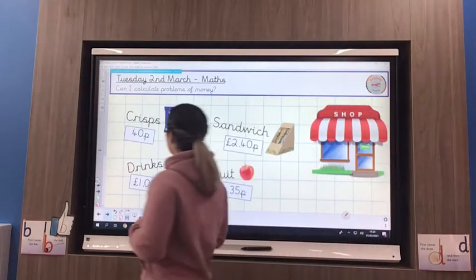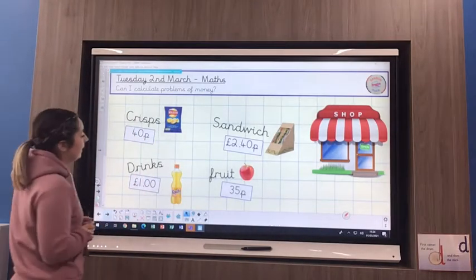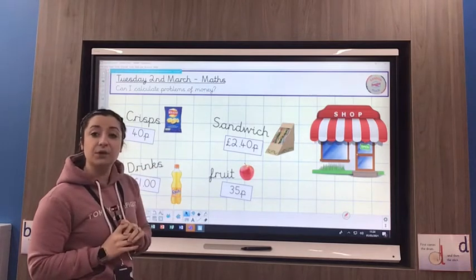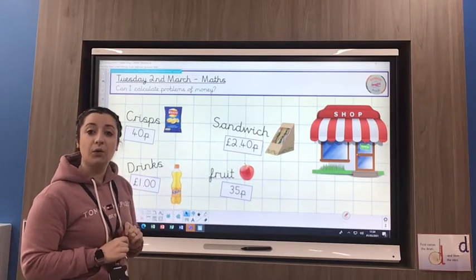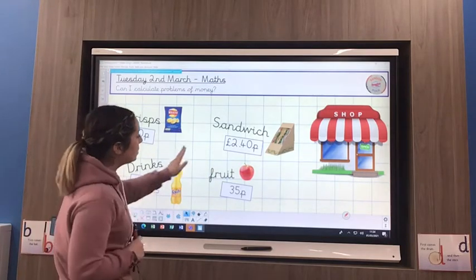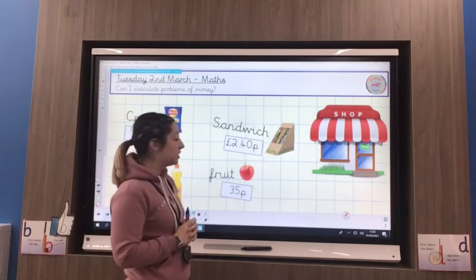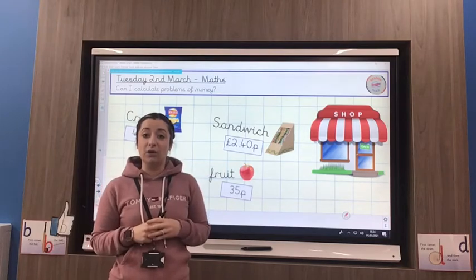So I'm going to go to the shop, and I would like a sandwich, and I would also like a piece of fruit. So I'm going to have an apple, a sandwich and an apple for my dinner. So a sandwich is £2.40 and my fruit is 35p. How much is that going to be all together?